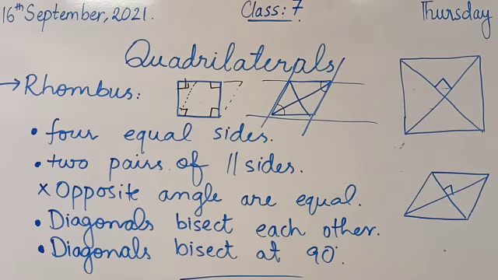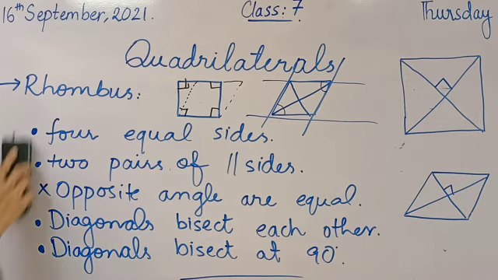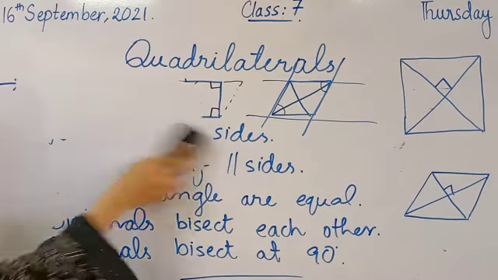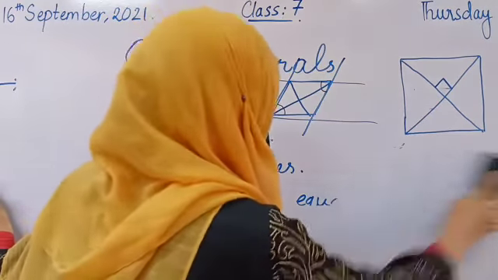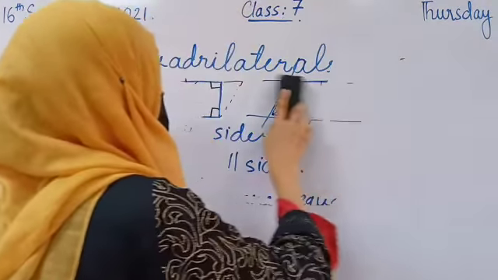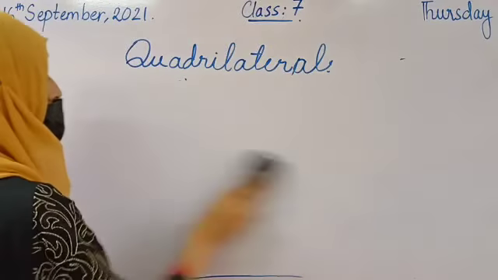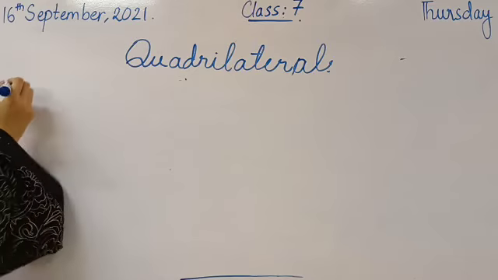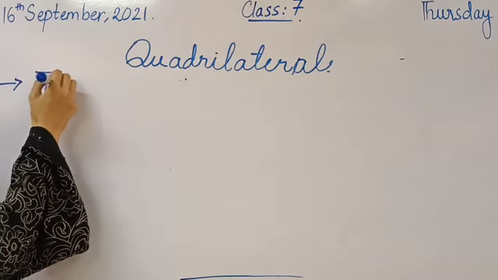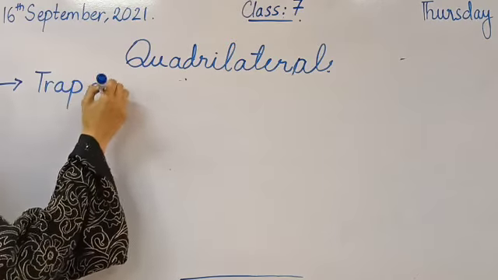Okay, now your assignment is to observe the diagonals of a rectangle and a parallelogram, whether they bisect at 90 degrees or not. The next is a very irregular shape, an irregular quadrilateral. Guess what? A trapezium. Good. The next quadrilateral is the trapezium.